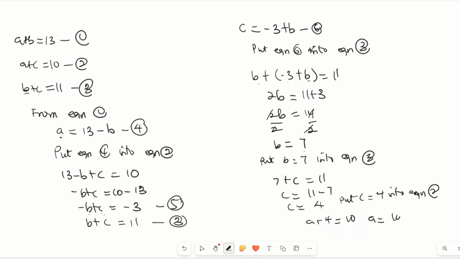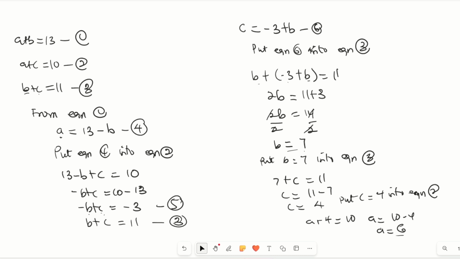So a is equal to 10 minus 4. So that gives our a to be 6. Now that we have the value of a, the value of b, and the value of c as well, we should be able to solve the questions that follow. So let's consider the questions that follow.